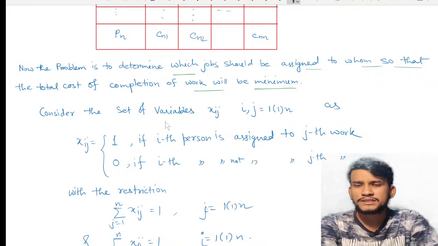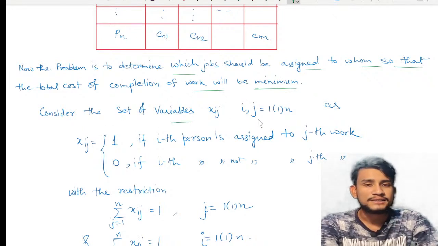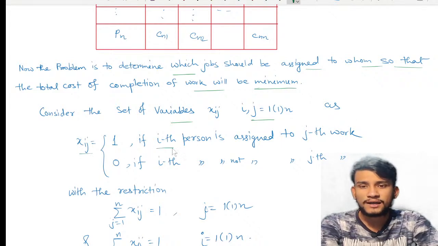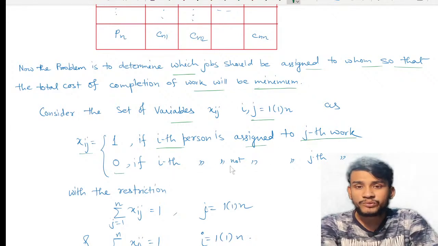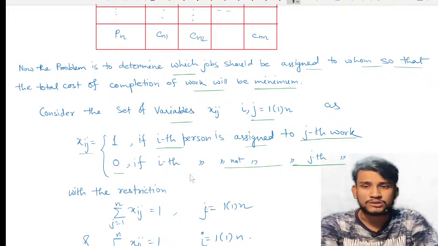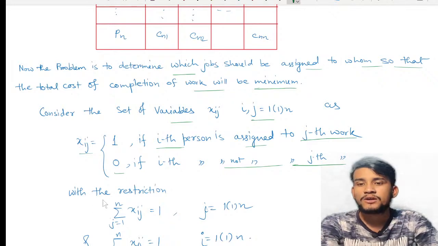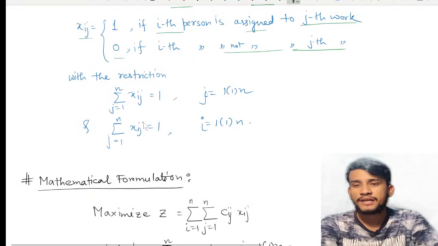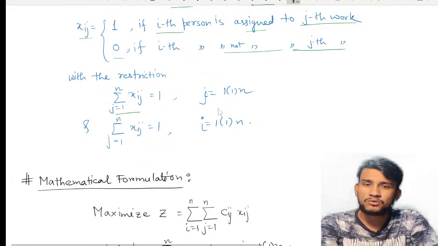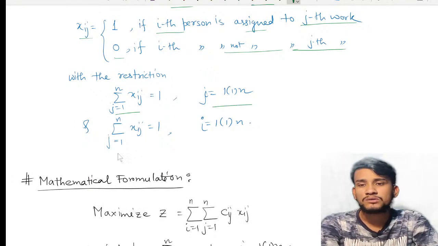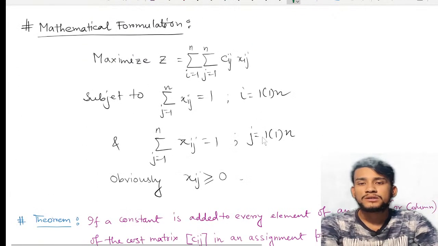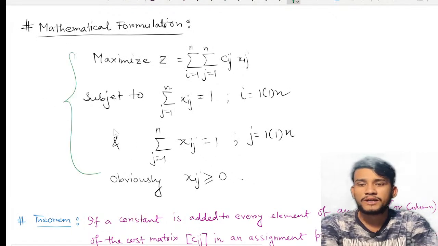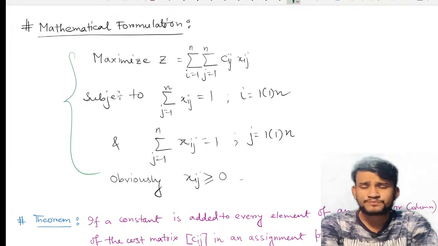Consider the set of variables xij, for i, j equal to 1 to n, such that xij equals 1 if the ith person is assigned to the jth work, and 0 if the ith person is not assigned to the jth work. This is the value of xij, with the restriction that summation over j from 1 to n of xij equals 1, and summation over i from 1 to n of xij equals 1. Now this is the mathematical formulation of the assignment problem. You can just see it.